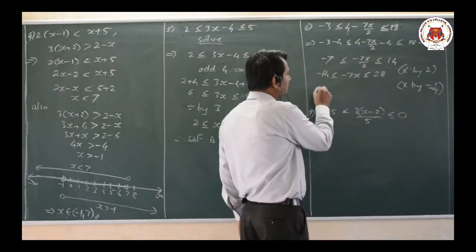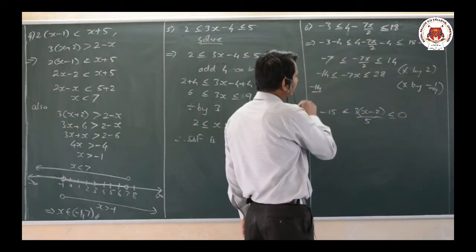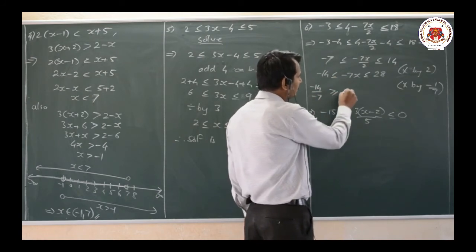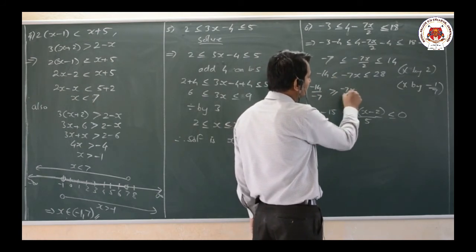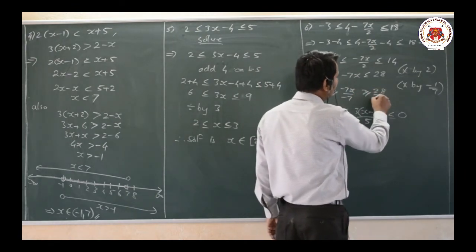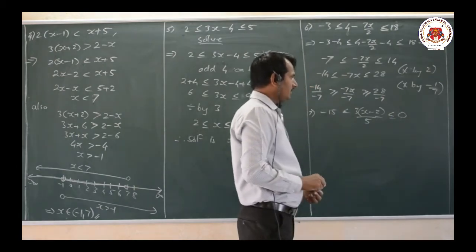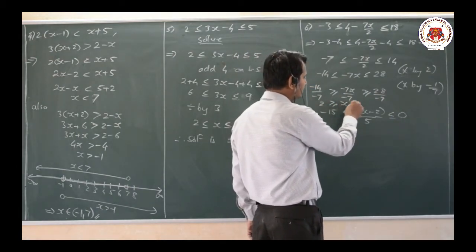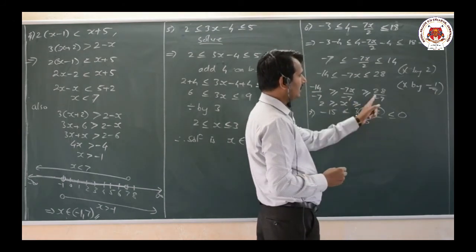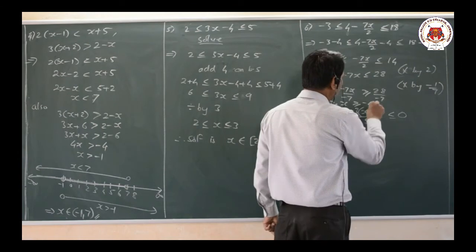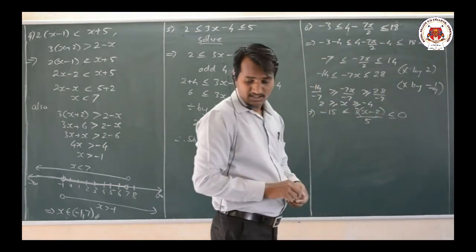What happens here is minus 14 divided by minus 7, less than or equal to becomes greater than or equal to, minus 7x by minus 7, then greater than or equal to 28 divided by minus 7. Now here what we get is 2 greater than or equal to x. Next, greater than or equal to, 7 3s are 21, 7 4s are 28, that is minus 4.